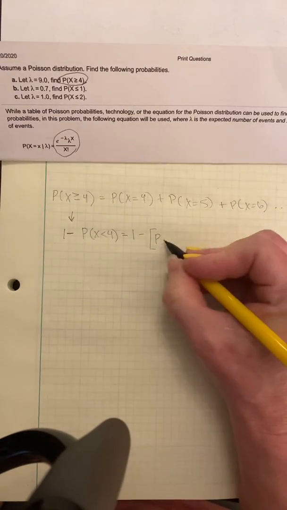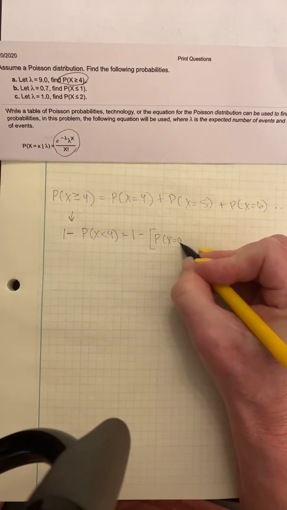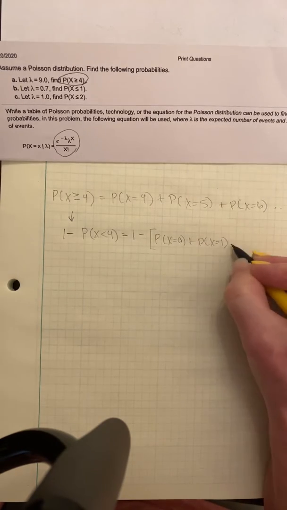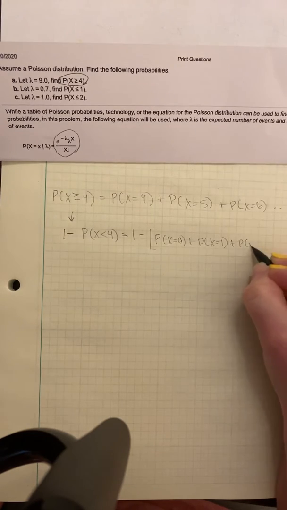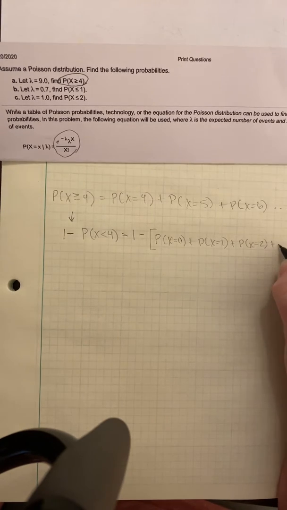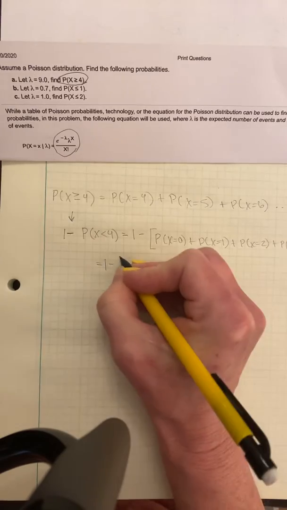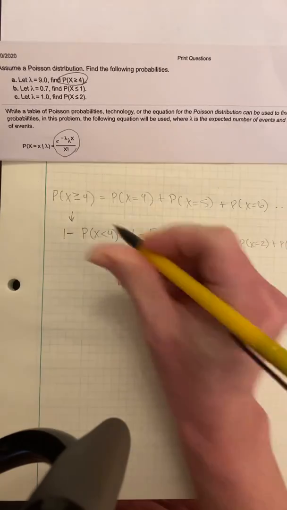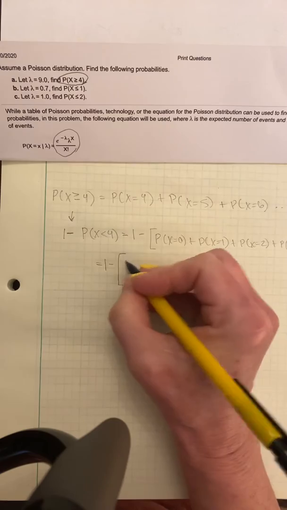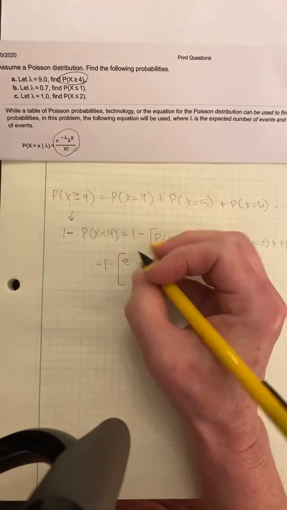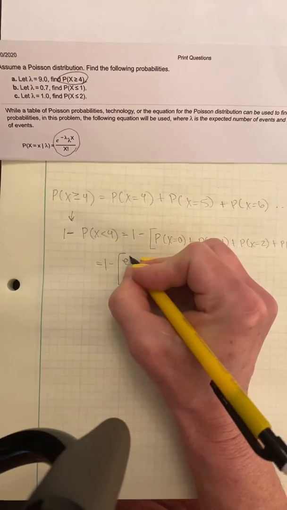If it's less than 4, it could be 0, 1, 2, or 3. So we've got 1 minus. Now, if you look at your formula here, that base e is on your calculator. Negative lambda, lambda is 9.0. I'm just going to put negative 9.